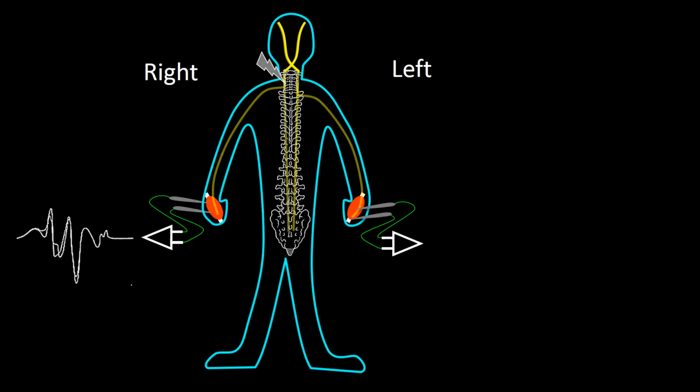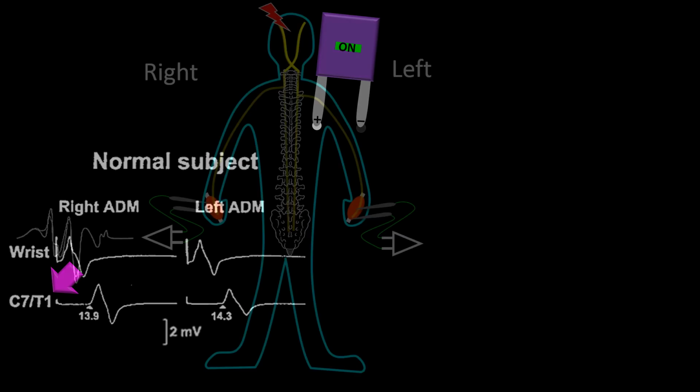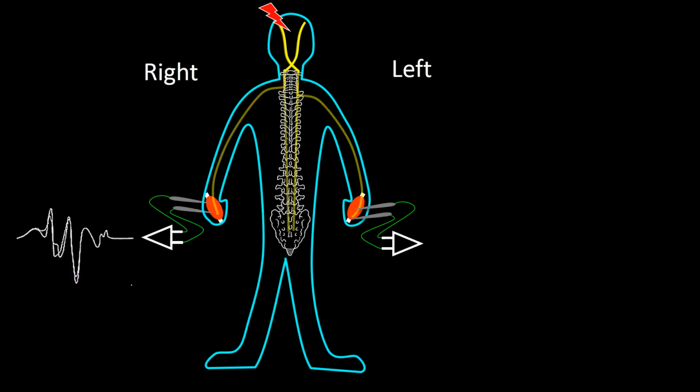Next, the stimulus is applied in the spine, that is in the cervical spine, and its effects are recorded on the right and left hand simultaneously. In this case, the site of the stimulation was C7 to T1. Next, the stimulus is applied in the right hemisphere while recording from the left hand, and in the left hemisphere while recording from the right hand.